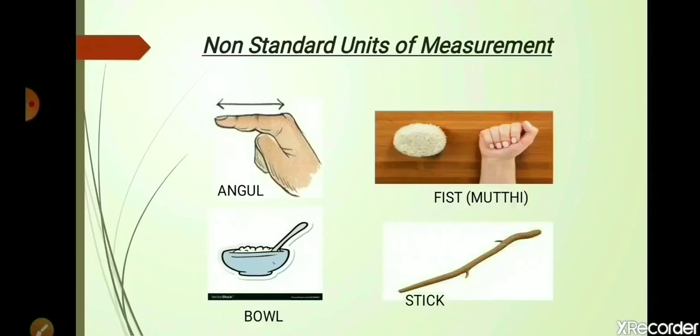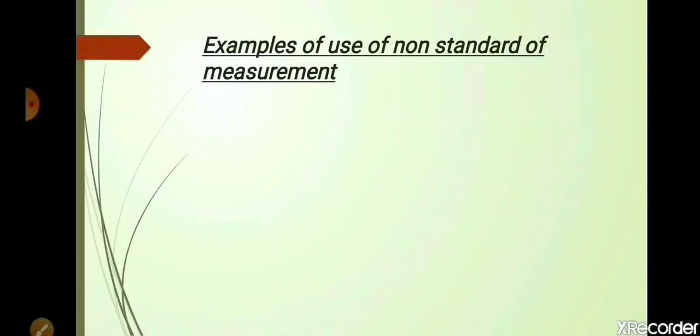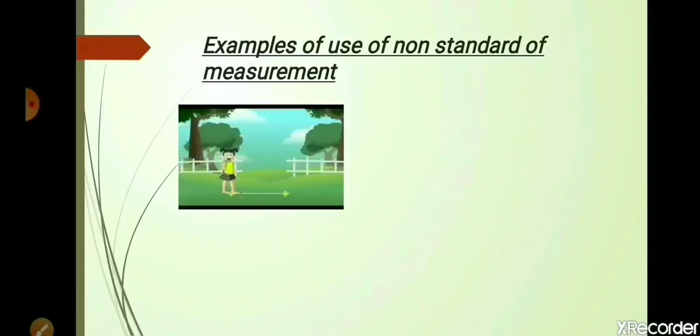Sometimes we also take a piece of stick as a non-standard unit of measurement to measure anything. Some other examples of non-standard units of measurement: suppose the children play in the playground, they often mark the boundaries for various sports activities. Like if they are playing kabaddi, they need to mark the boundaries. For that purpose, they might be using foot span, because of convenience.